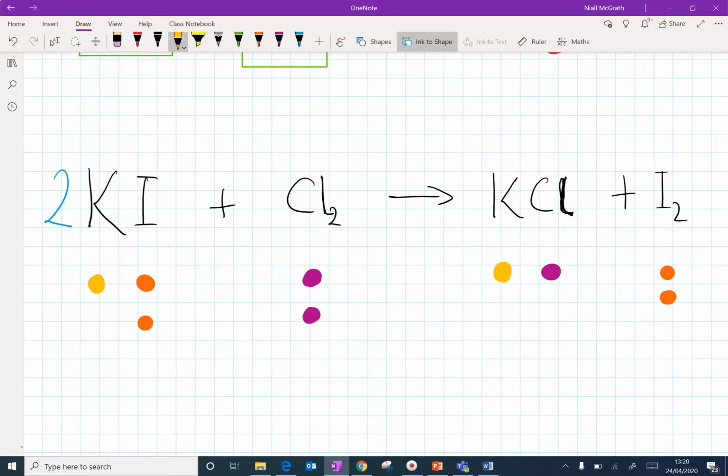That does mean, however, that the 2 relates to the potassium also. So we have 2 potassiums now on the left, while we only have 1 on the right. So that means we're going to have to put a 2 in front of this KCl.